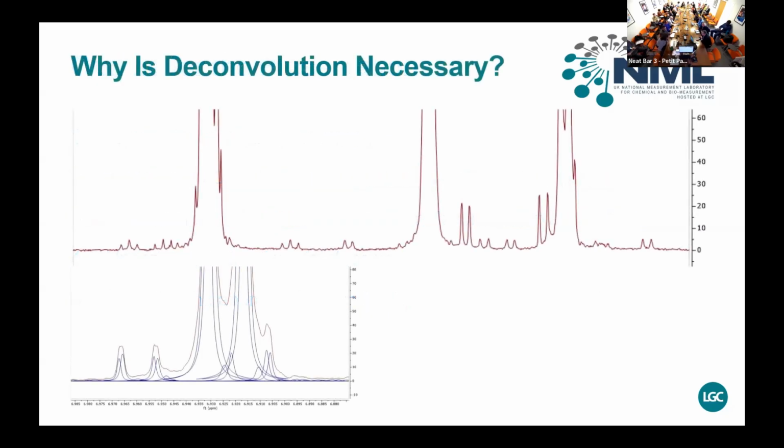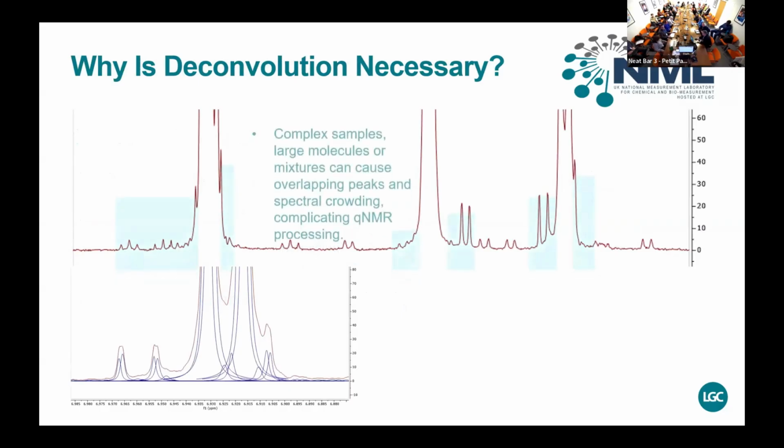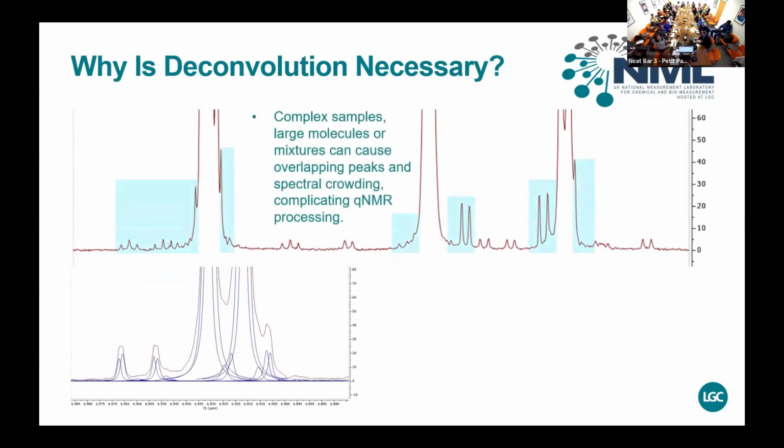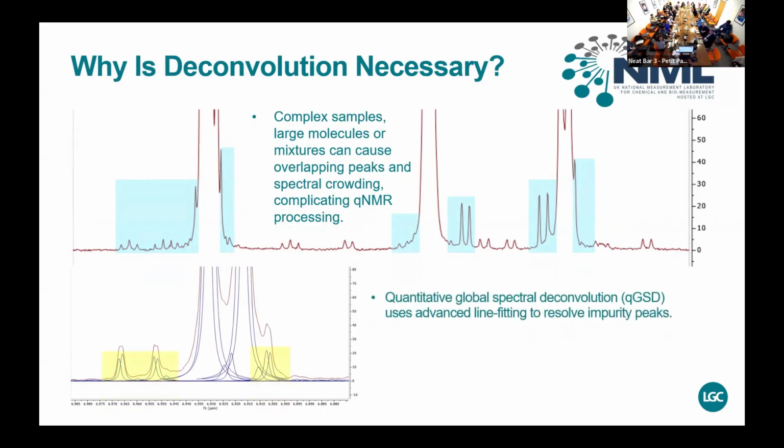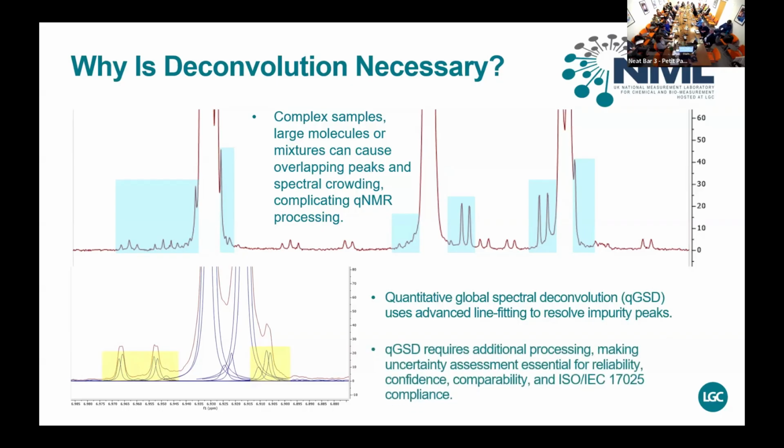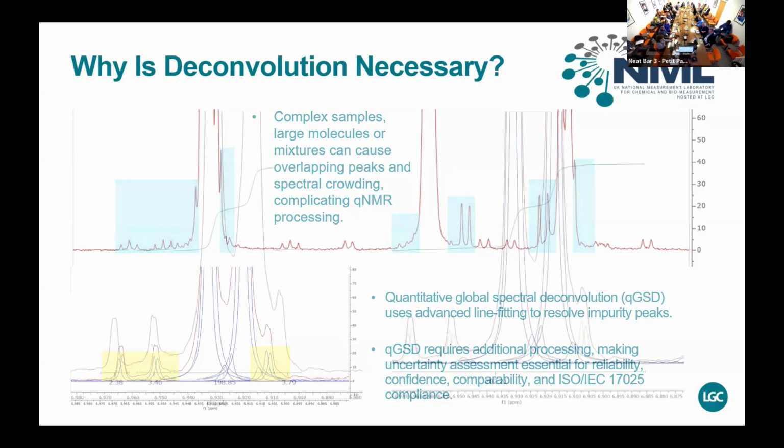Okay, so why is it necessary for us to apply deconvolution? As we get more complex samples and larger molecules and mixtures, we have more and more crowding of our NMR spectra, which leads to more and more overlapping peaks. And then it's not clear for us to pick an analyte peak which we could integrate without correcting for. So one way we could work around this is by using deconvolution. If we do use deconvolution, we then have to consider the extra uncertainties that come with this.